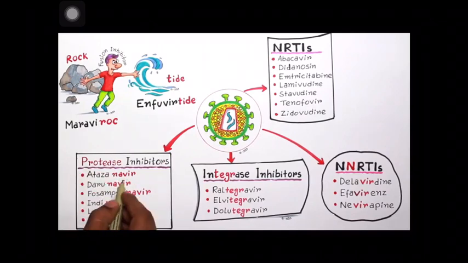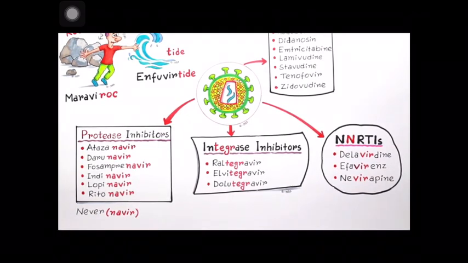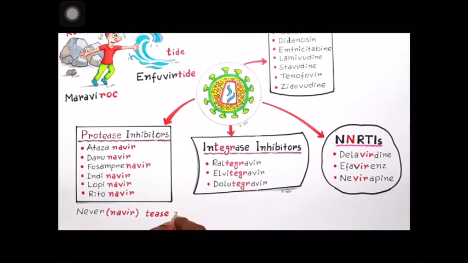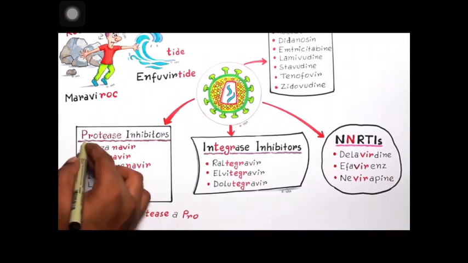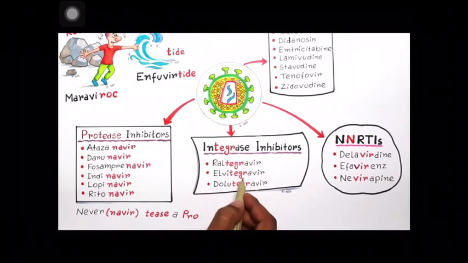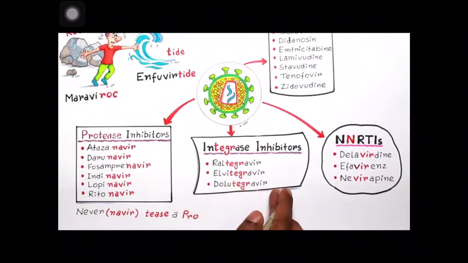Second group is protease inhibitors. Here you can see there is a navir at the end of the name, which is common for all of them. You can remember it with this mnemonic: never tease a pro. Never signifies navir and pro and tease signifies protease. Next group is integrase inhibitors. Here you just have to remember these 4 letters, EGR, which is common for all the drugs present in this group.